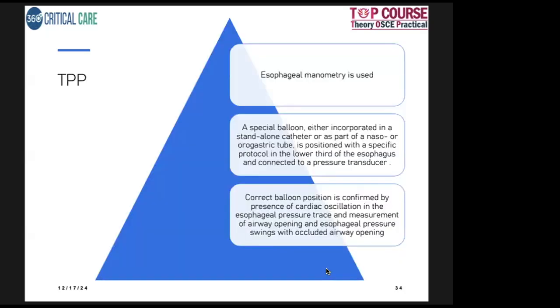So how can we measure the transpulmonary pressure? Esophageal manometry is used, which is a special balloon, either incorporated in a standalone catheter or as a part of an NG tube, positioned with a specific protocol in the lower third of the esophagus and connected to a pressure transducer. And correct balloon position is confirmed by the presence of cardiac oscillation in the esophageal pressure tracing and the measurement of the airway opening and the esophageal pressure swings with occluded airway opening.